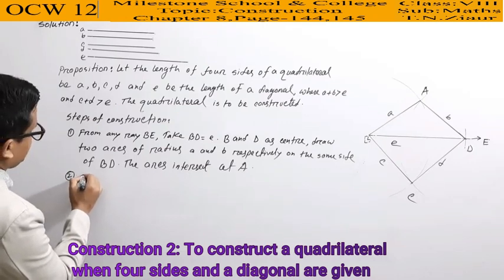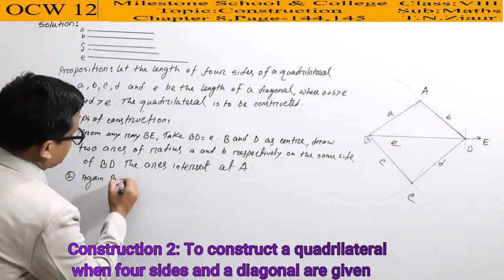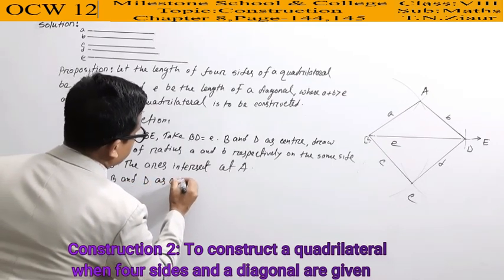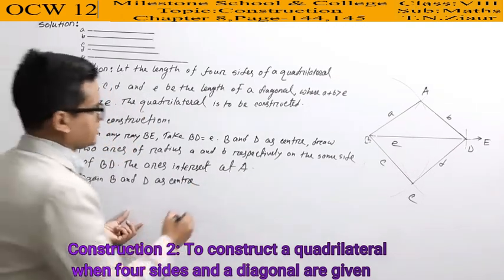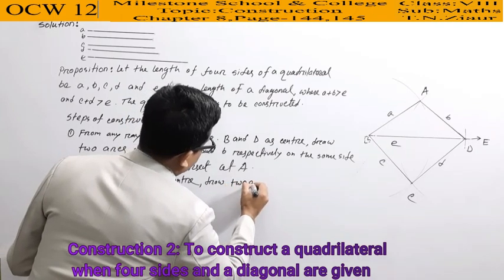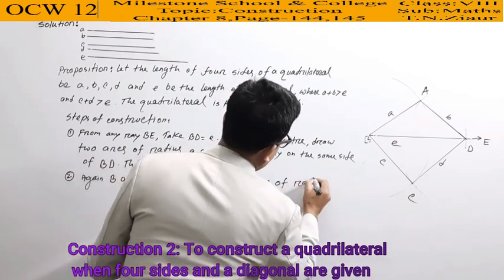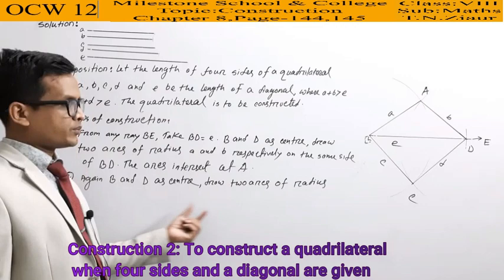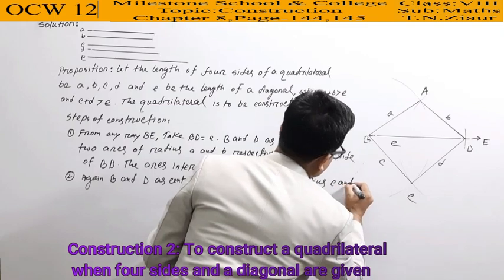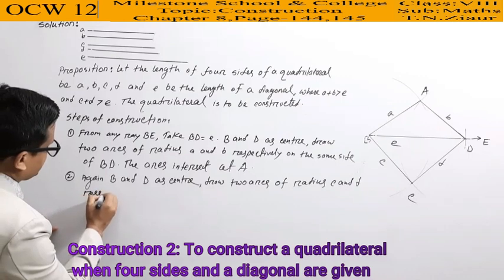Now again B and D as center. B and D as center. Draw two arcs. Draw two arcs of radius, students, of radius C and D. Of radius C and D. Okay, of radius C and D respectively.